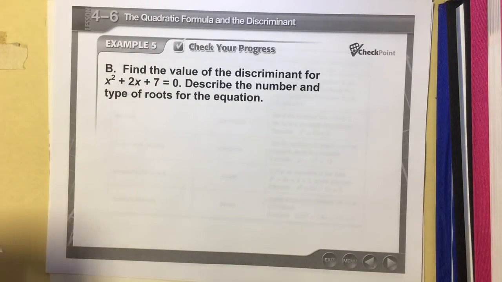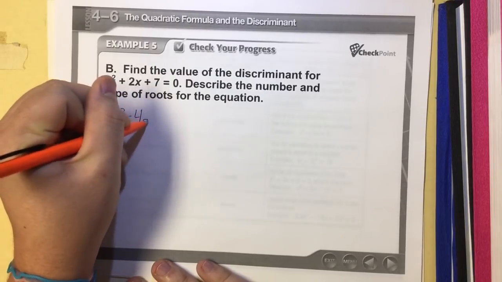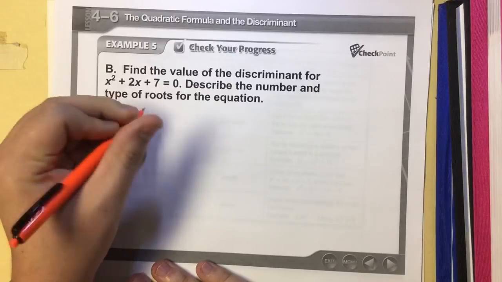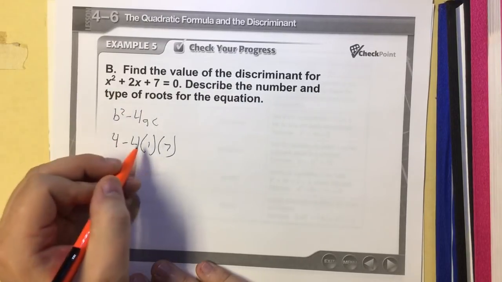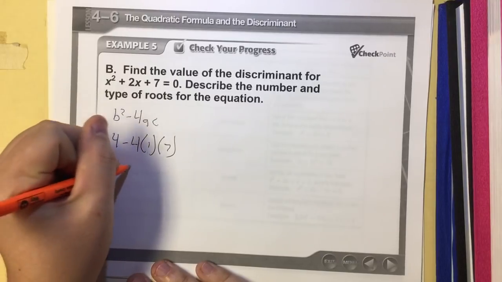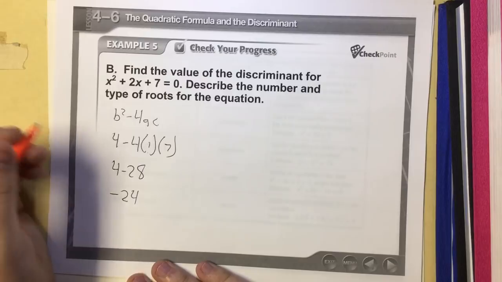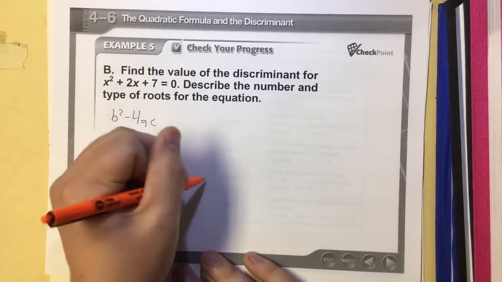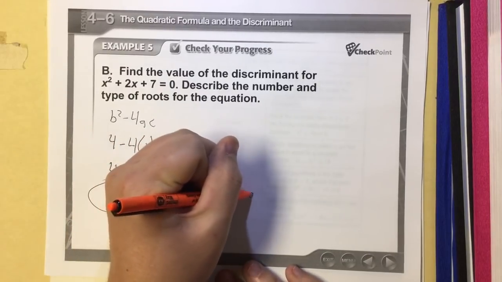All right, one last one here. We have b squared minus 4ac. 2 squared is 4, minus 4 times 1 times 7. 4 times 1 is 4, 4 times 7 is 28. 4 minus 28 equals negative 24. My discriminant is negative 24. Since it's negative, I'm going to have two complex solutions or roots.